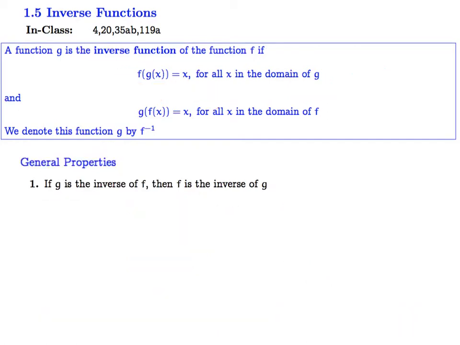Some general properties to know. If you find the inverse, and if you find out that g is the inverse of f, well then we also say that f is the inverse of g. They undo each other. It's a very symmetric definition.